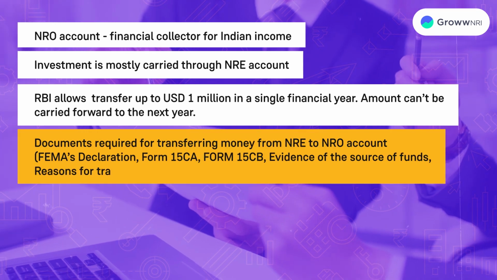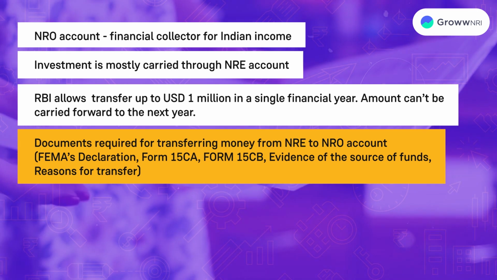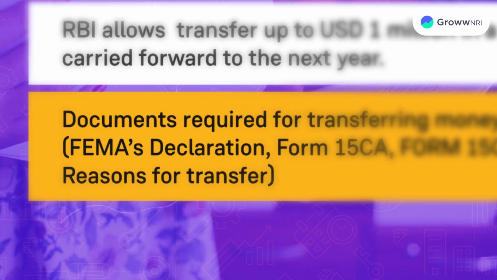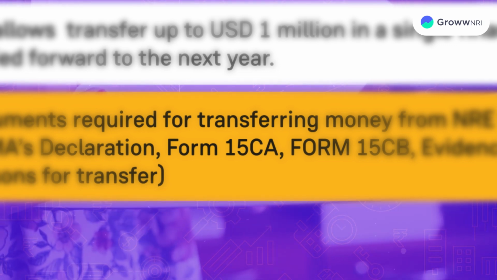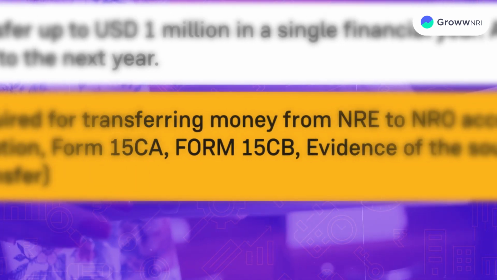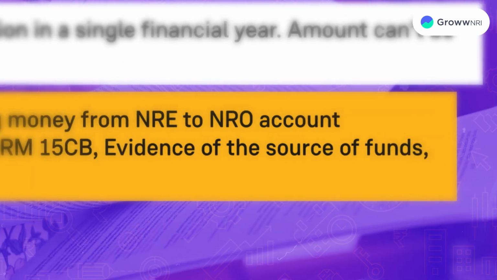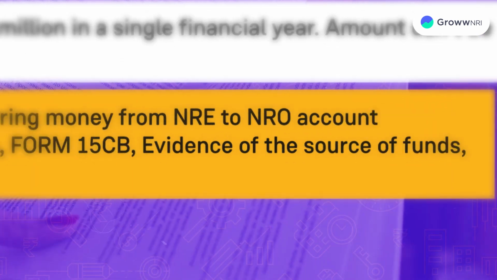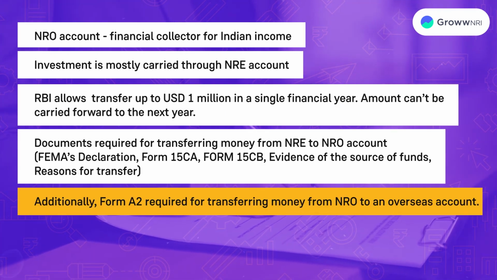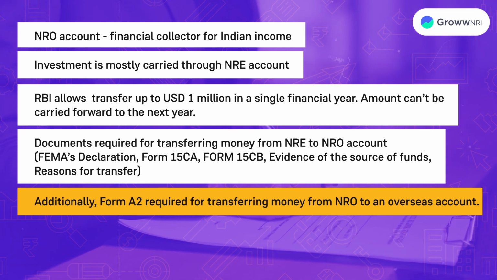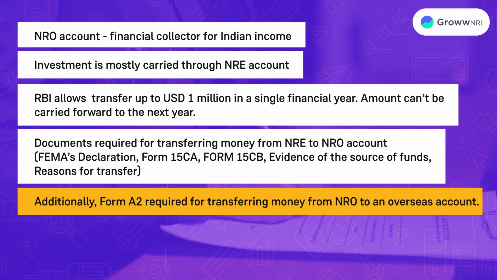Number 4. To transfer money from the NRE to the NRO account, you'll need the following documents. Firstly, FEMA's declaration. Secondly, Form 15CA that's required by the Income Tax Department. Thirdly, Form 15CB, a certificate from the Chartered Accountant. Fourthly, evidence of the source of funds, the bank will certify this. And fifthly, the reasons for transfer. Number 5, if you want to transfer money from the NRO to an overseas account, then you'll require all the mentioned documents, and along with it, you'll need Form A2.